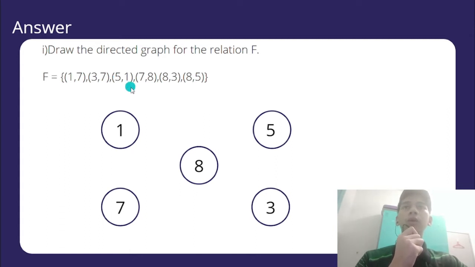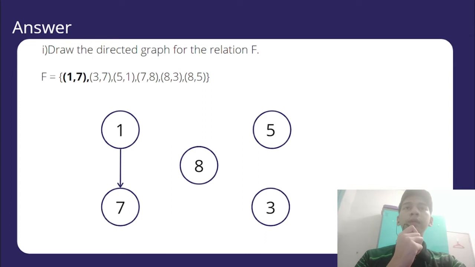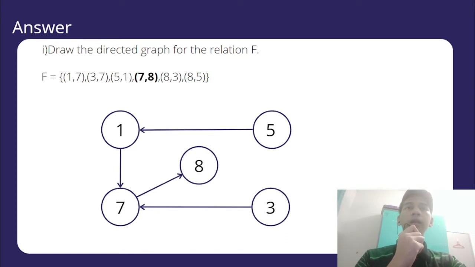How do you know all the nodes you need to draw? In relation F, there is 1, so you need to draw 1, 7, 3, 8, and 5. For the next step, you need to draw the edges such as 1 to 7, 3 goes to 7, 5 goes to 1, 7 goes to 8, 8 goes to 3, and 8 goes to 5.